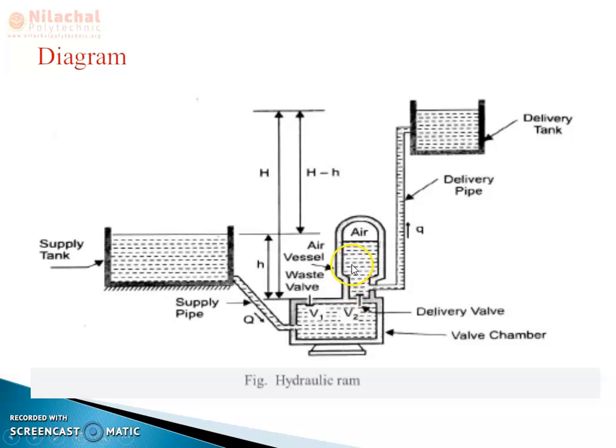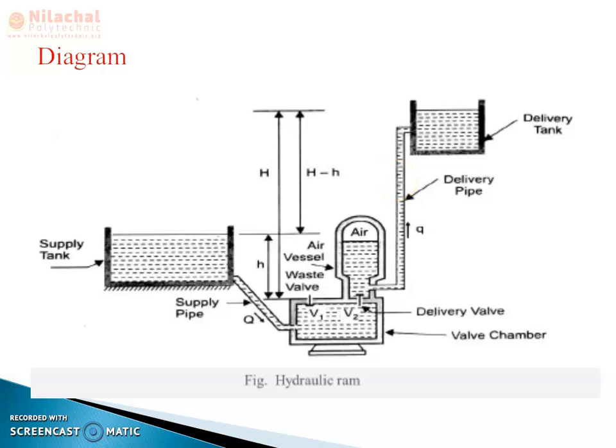After that, the water is compressed in the air vessel. How? Initially, in the air vessel, water is there. Due to the pressure rise in the water, water enters the air vessel, where the air gets compressed. And again the water is pressurized in the air vessel. Then it will go to the delivery tank through the delivery pipe.